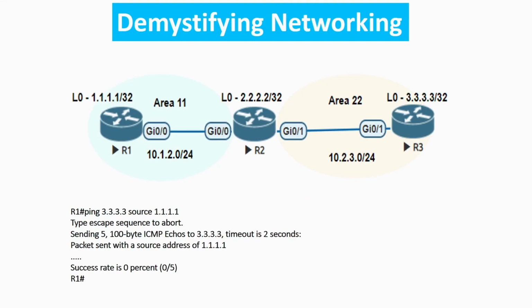In this video, we are going to have a look at a scenario-based question related to OSPF. In this scenario, we have three routers, router 1, router 2, and router 3. Router 1 is a member of area 11, while router 3 is a member of area 22. Router 2 is a member of both Area 11 and Area 22.